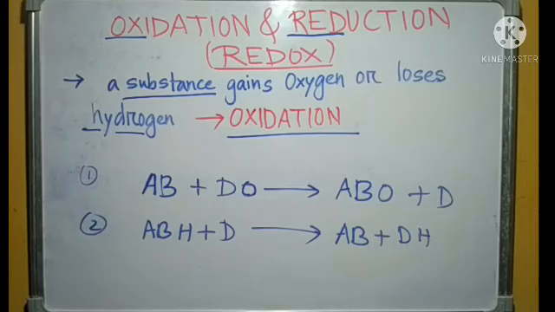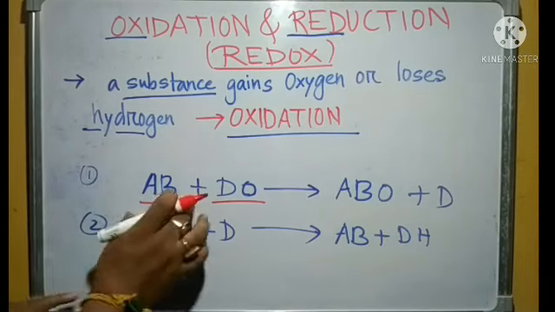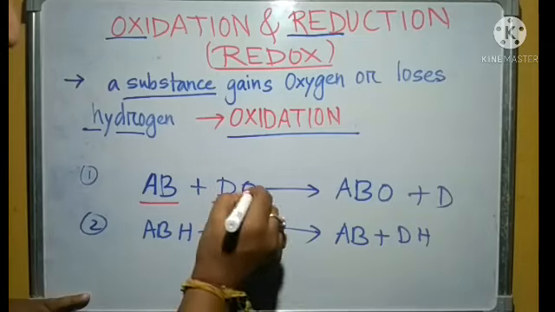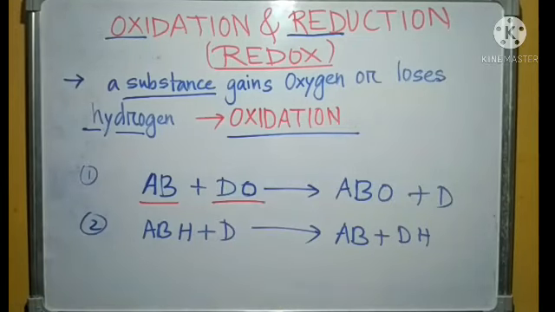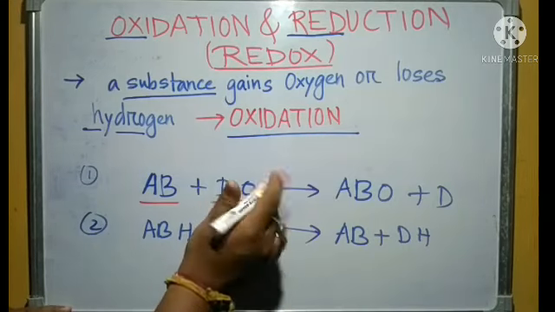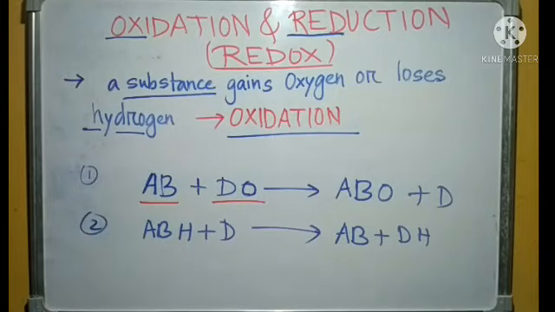Here I am considering that AB is a compound and DO is another compound. AB is one reactant and DO is another reactant, and in this DO reactant we have an oxygen atom. Clear? AB is a reactant, DO is a reactant, and in this DO reactant we have an oxygen atom.